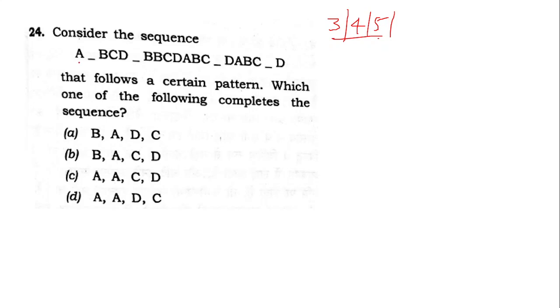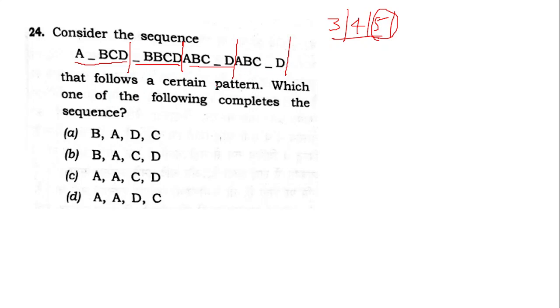When I observe this, A dash B C D, then again I have dash B B C D, then A B C dash D. It means it has a group which is ending with D, that is 5 letters. 1 2 3 4 5 letters. So it has a group of 5 letters. So this is a sequence of 5 letters.